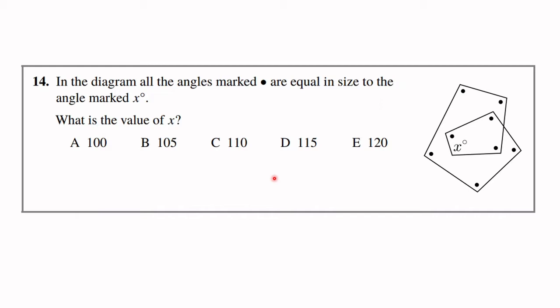So the question says, in the diagram all the angles marked with this little black dot are equal to the sides of the angle marked x. So essentially this is x, but then all of these bits here are also x. And then it says, work out the value of x. What's x? Well, let's have a look.